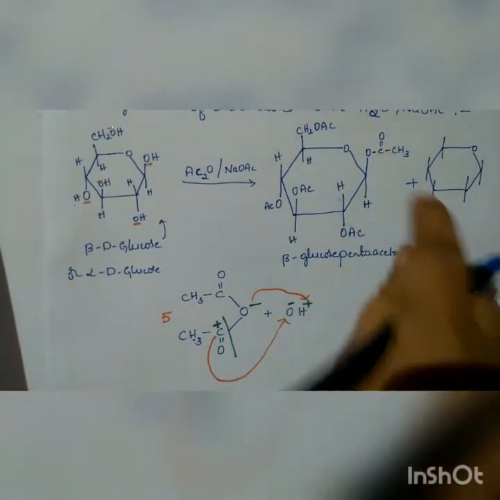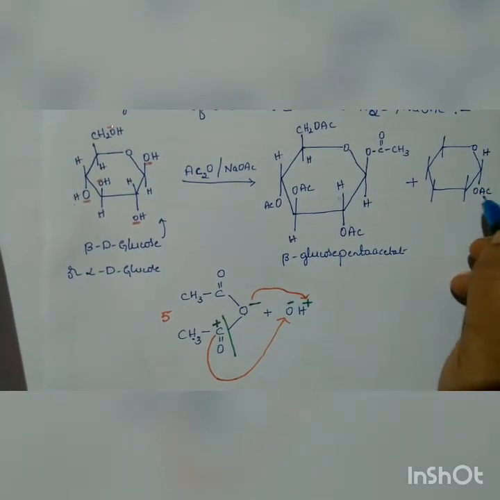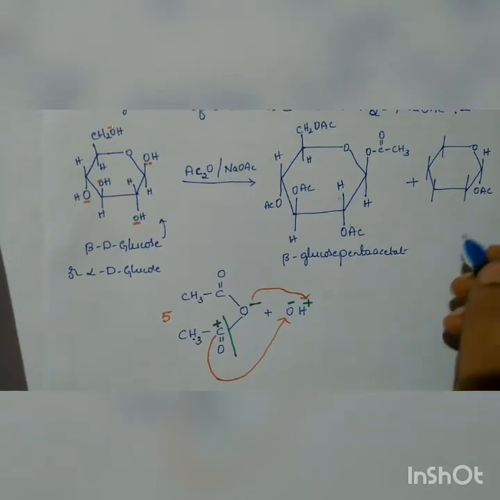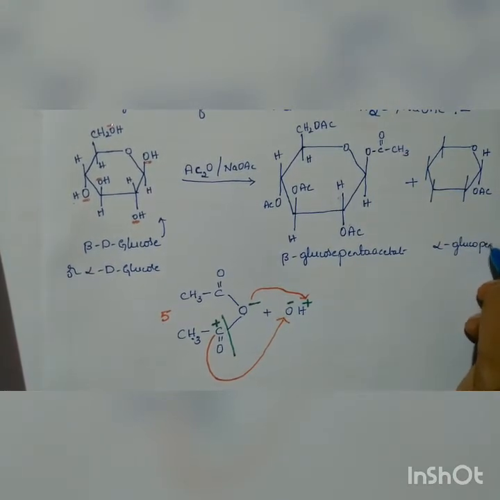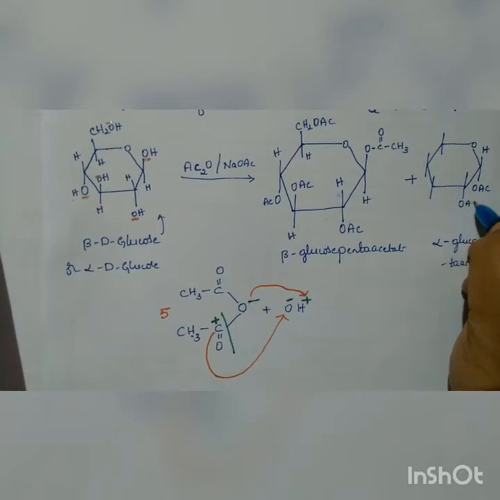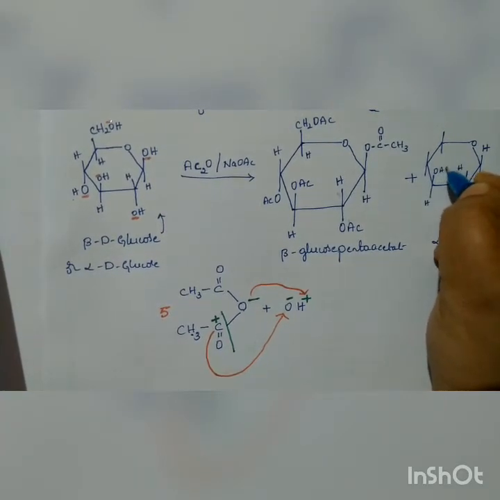Where this one will be down. That is OAc will be down, H will be above. Down means it is present on the right side of the carbon. That means that it is alpha glucopentaacetate. The remaining everything remains the same. Only the change is above and below.